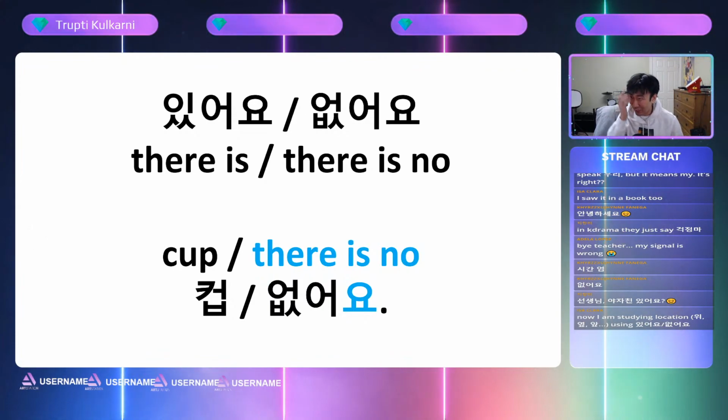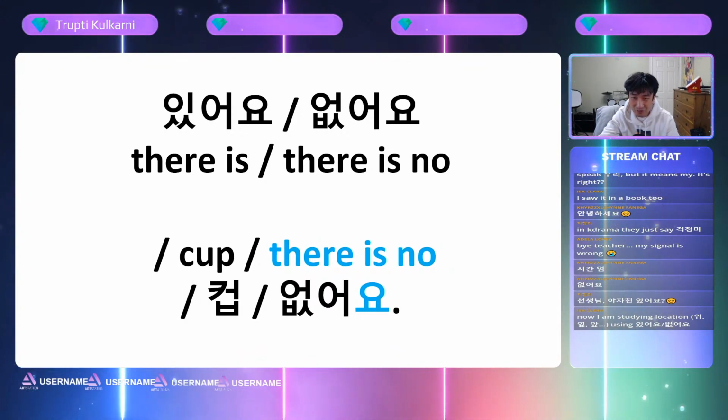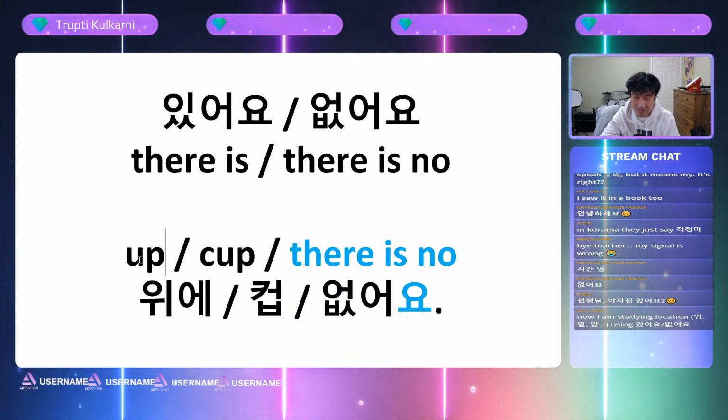Now I am studying location words 위, 옆, 앞 using 있어요, 없어요. Oh yeah, that's great. So you could stick something like 위에. Oops, this is the English slot, I should write it down here. 위에 컵 없어요. 위에 is like up, right? Like there's no cup. How would you translate this? There's no cup up there.